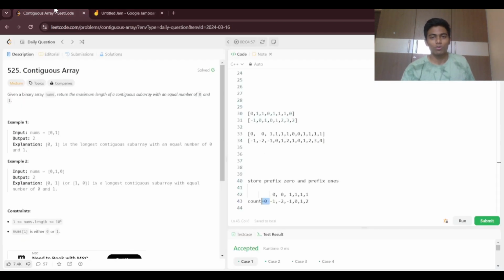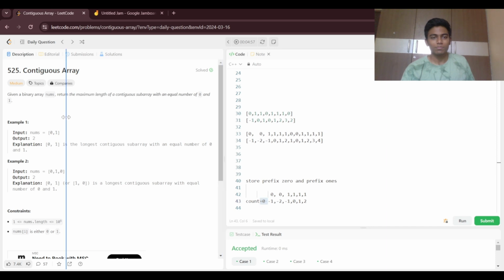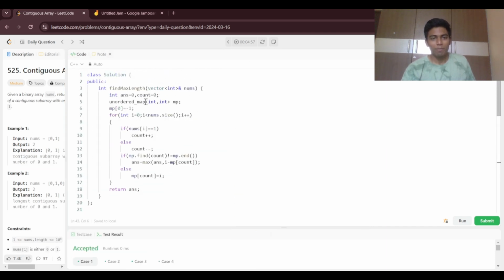So let's go through the code. For this, I'm going to take a map. This is going to store the count as the key and the value as the index where I met this particular count. So for the count 0, it is going to have the index as -1, and then I am going to traverse from 0 to size. Whenever I meet nums of i equal to 1, I am incrementing the count, and whenever it is 0, I am decrementing the count.